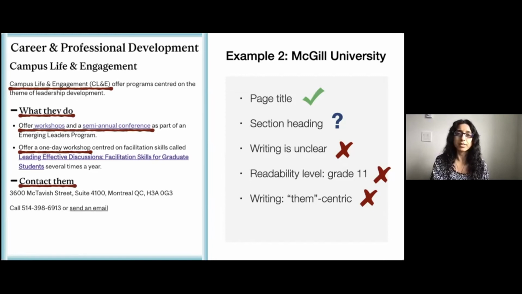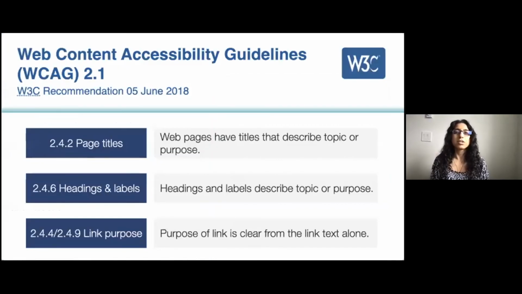So how do we fix this? First, let's take a look again at our guidelines just to get a sense of where we need to be at a minimum. We've already seen the first two on the page here, page titles and headings and labels, so we can skip over those and just look at this third one. This third one is link purpose, and it requires that the purpose of the link be clear from the link text alone.